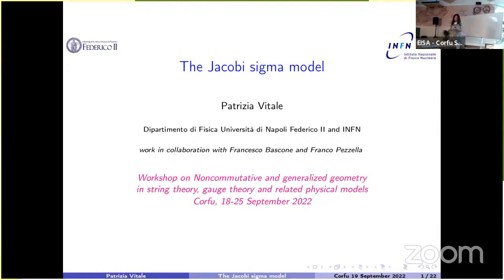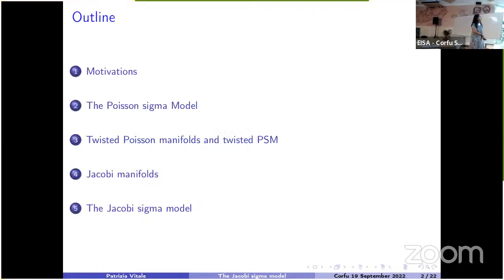Thank you, everybody. Let me thank the organizers for inviting me here. My talk will be about the Jacobi sigma model, which is a generalization of the Poisson sigma model. This is the outline of the talk. I will give some short motivations, and I will have to describe a little bit of the Poisson sigma model for those of you who are not familiar with it. Then I will say something about twisted Poisson sigma models, and finally I will introduce Jacobi structures and a sigma model which is based on these kinds of structures.